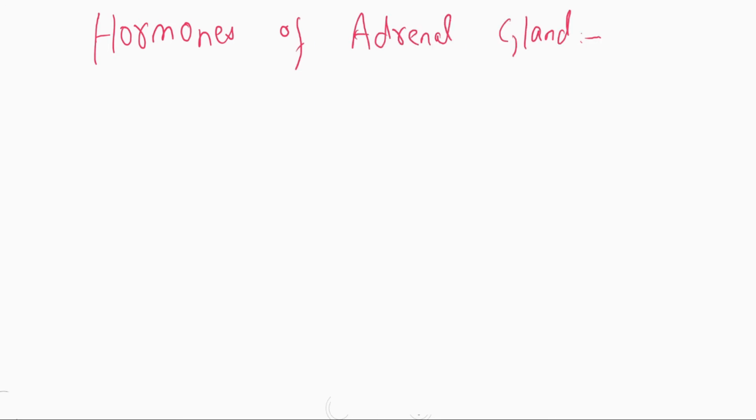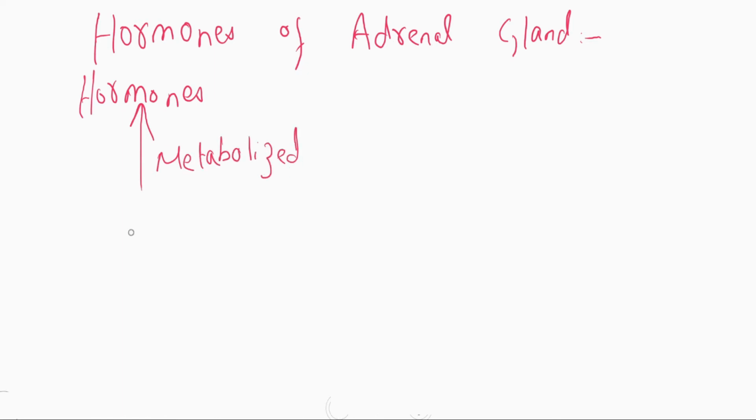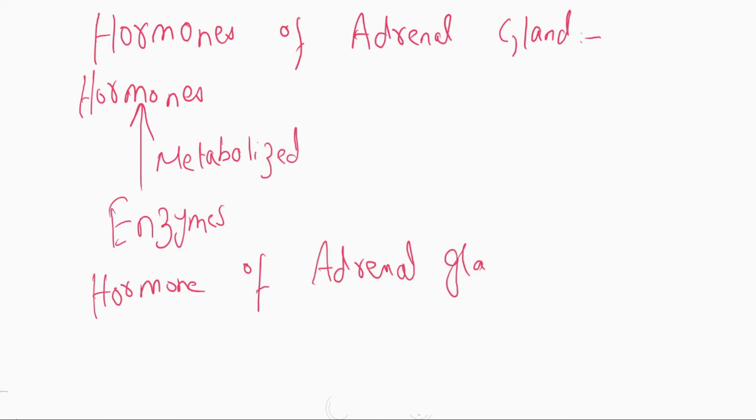Now, I am going to discuss the hormones of the adrenal gland. The adrenal gland secretes a number of different hormones, which are metabolized by enzymes, either within the gland or in other parts of the body. The hormones of the adrenal gland are involved in different biological functions.